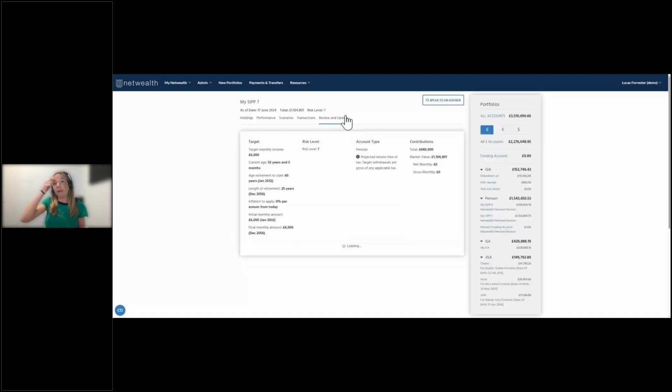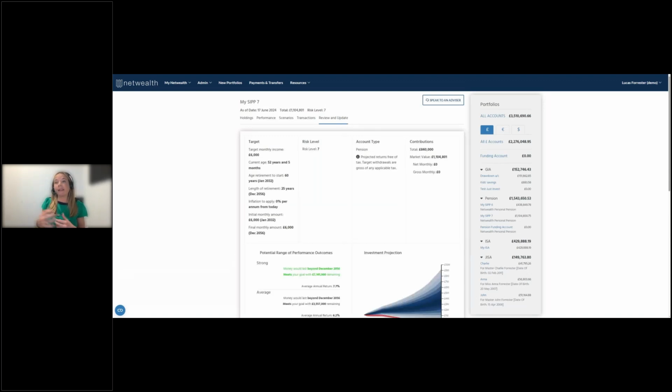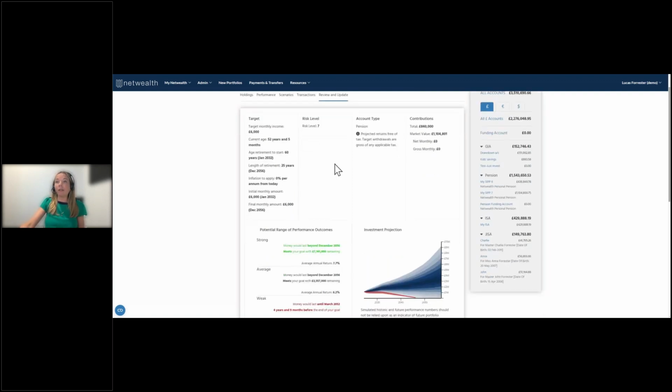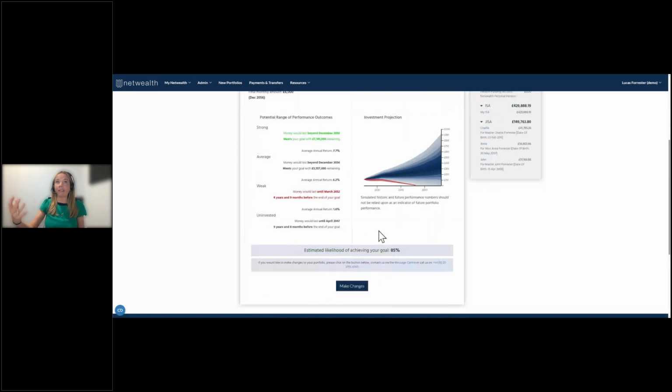So if at any point you think, okay, I'm currently invested at risk level 7 within my pension, this was a good idea whilst I was in the accumulation stage of my life, but as I'm thinking about entering retirement, I want to have a look at the impact of reducing down that risk level. So at any point you can make changes to your overall investment strategy.